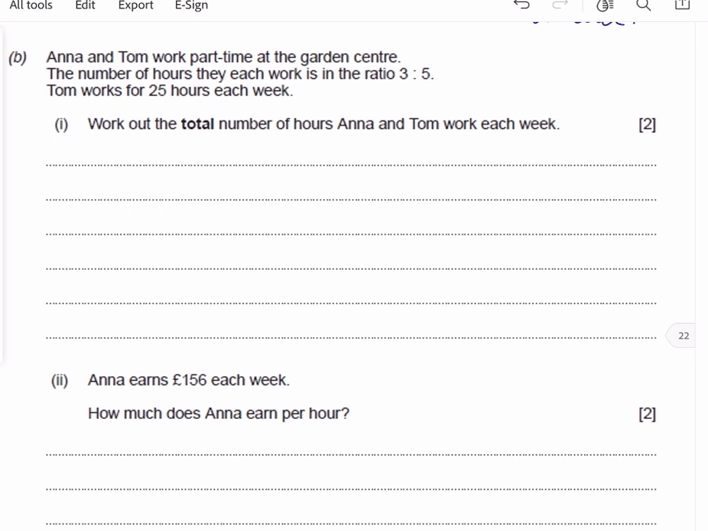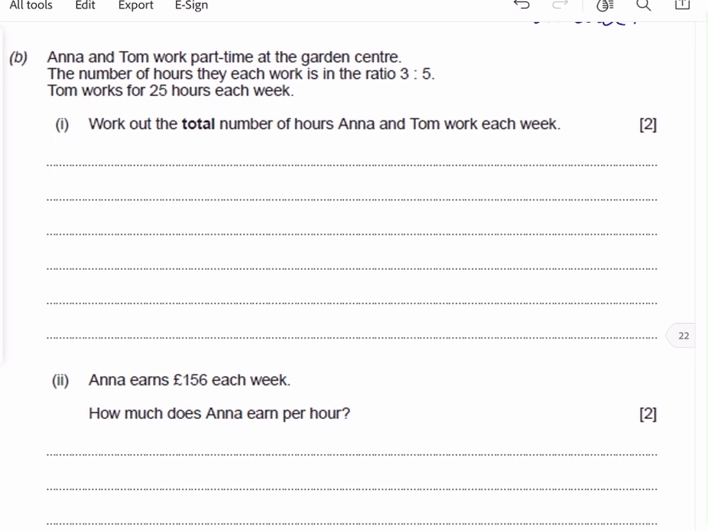Let's look at this non-calculator question. Anna and Tom work part-time at the garden center. The number of hours they each work is in the ratio 3 to 5. We also know that Tom works 25 hours. So we need to find Anna's part. So the original ratio is 3 to 5.